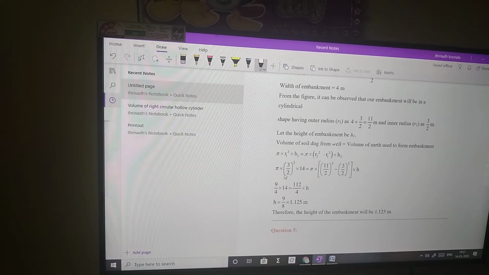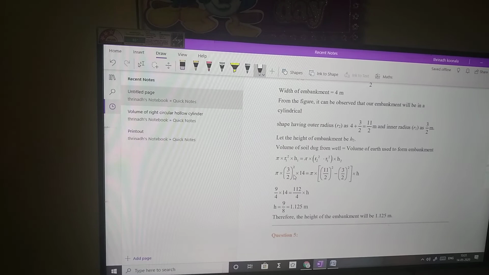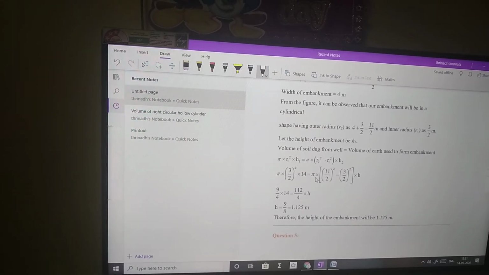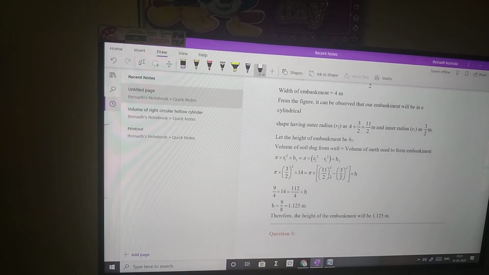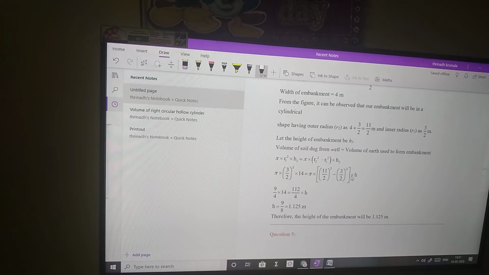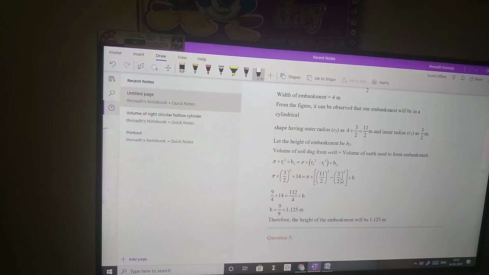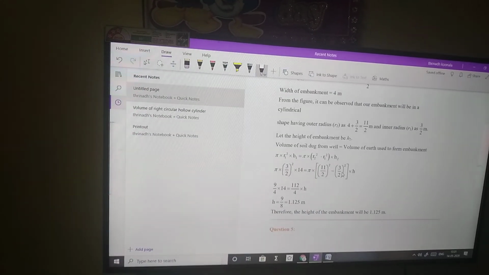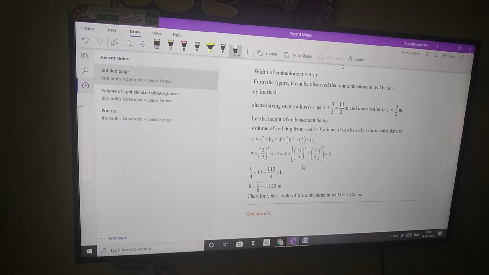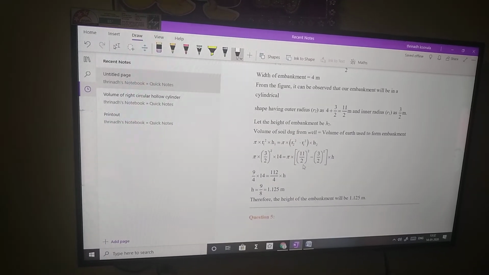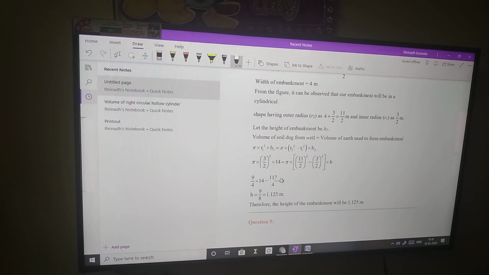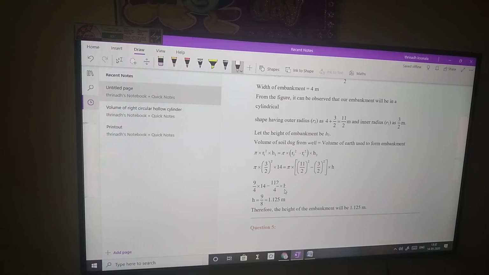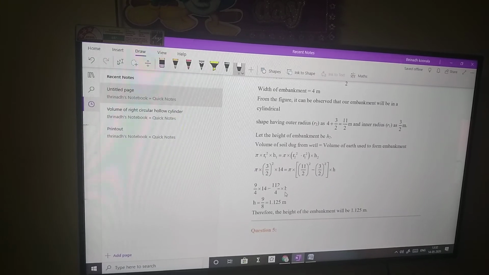So I am substituting values. Pi into (3 by 2) whole square into height of the well 14 meters equals pi into ((11 by 2) whole square minus (3 by 2) whole square) into h, outer circle radius square minus inner circle radius square into height. So pi gets cancelled. 9 by 4 into 14 equals 121 by 4 minus 9 by 4. 121 minus 9 is 112 by 4 into h.